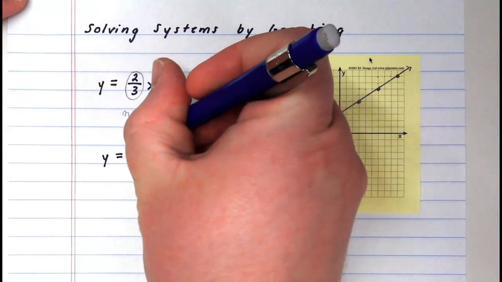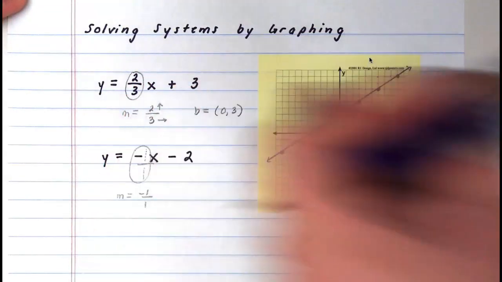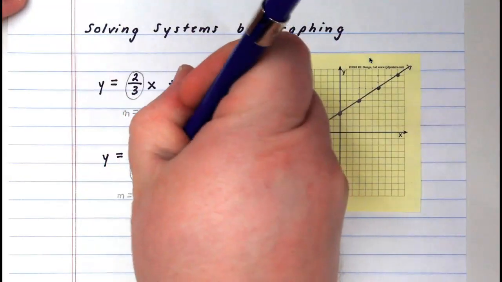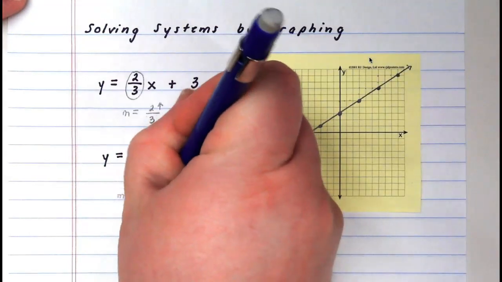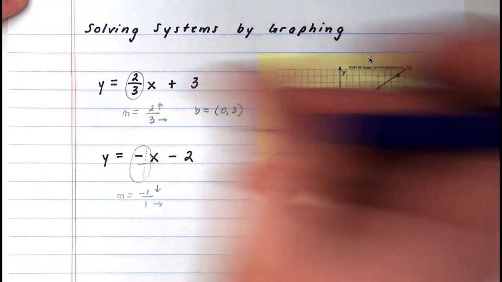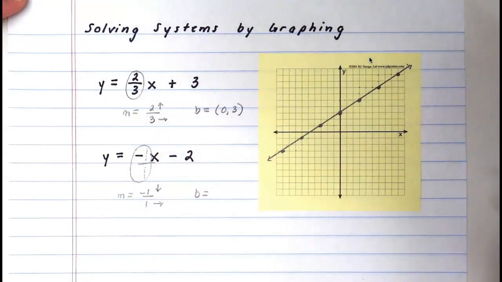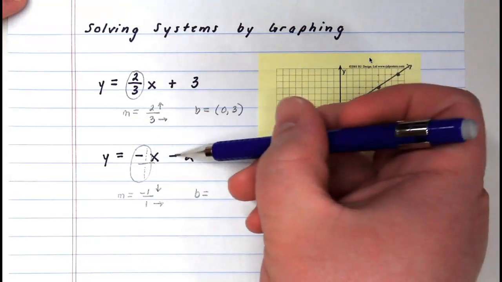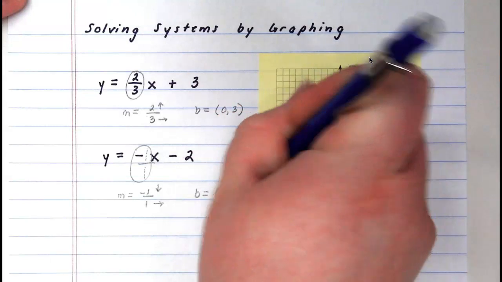So that means the slope value is -1 over 1. Negative means down this time instead of up. Down 1 and then right 1. The b value, where we're going to have our y-intercept, or the beginning, will be at -2. So (0, -2).